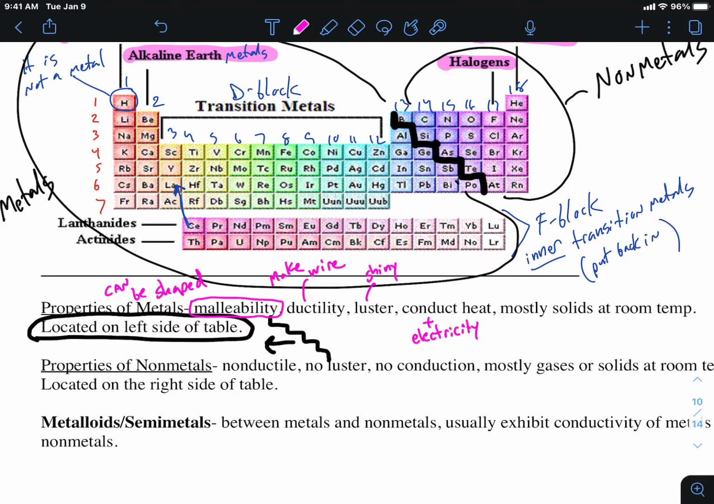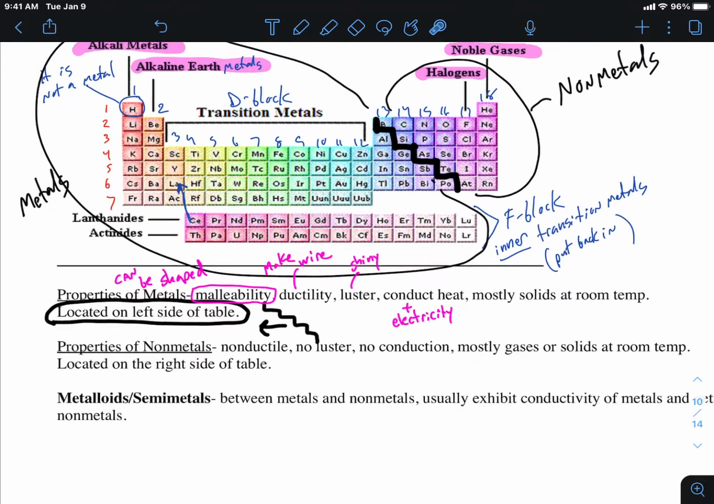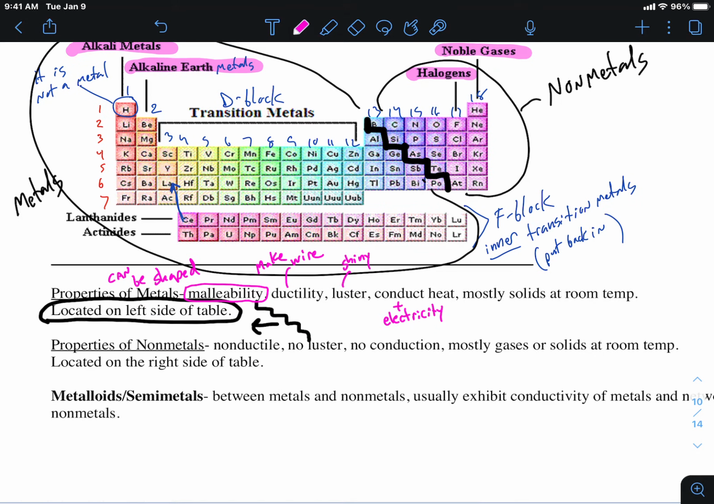So anyways, those are the properties of metals. On your periodic table, easily 80% of the elements are metals. So your nonmetals, what are their properties? Well, they're kind of exactly the opposite of metals.